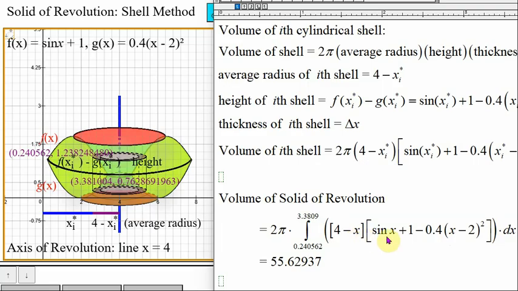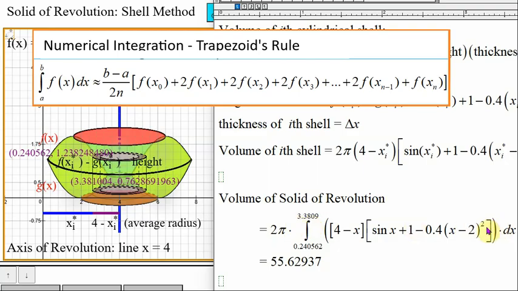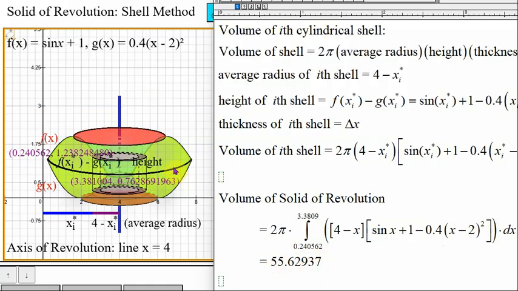And to find the antiderivative of x sine of x, that's going to involve integration by parts. And that's going to take at least 5-10 minutes. And so let's just go ahead and use numerical integration like the trapezoidal rule. And then we'll get 55.62937. So this is the volume of the solid of revolution when we divide the solid of revolution into an infinite number of shells.